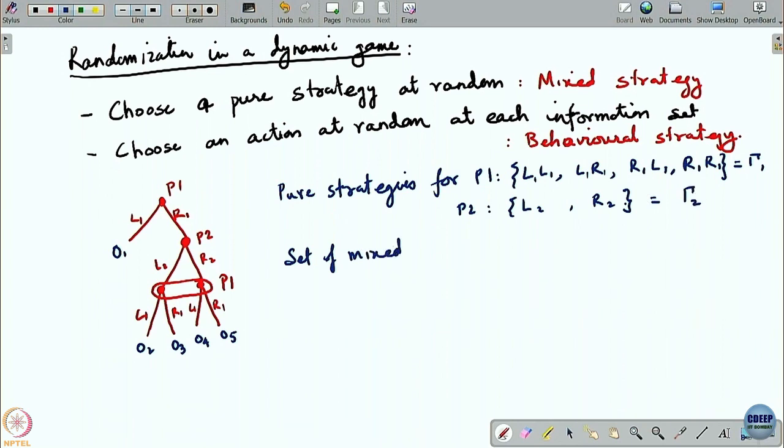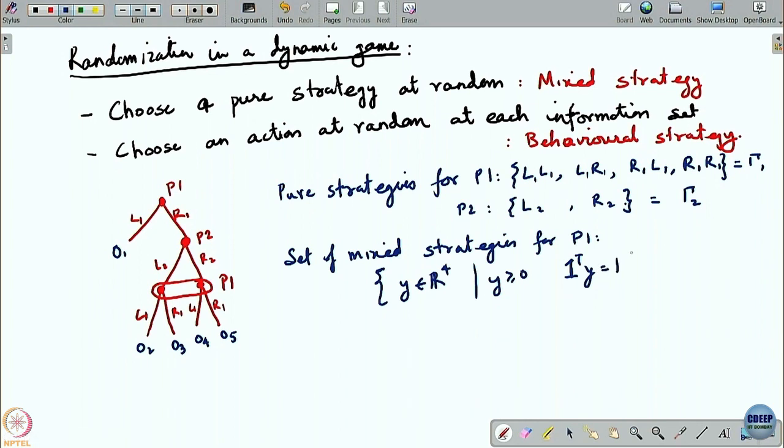Set of mixed strategies. What are the set of mixed strategies for player 1? He has 4 pure strategies, so you can think of it as, let's say, y in R4 such that y is greater than or equal to 0 and it's a probability distribution, right? So it's a probability distribution on this set of pure strategies which has 4 elements.